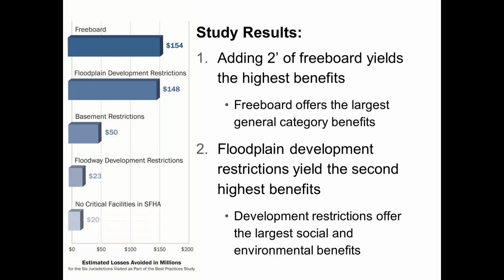And the results definitely showed us that if you keep structures up and out of where the water flows, it works. Communities that required that structures be raised 2 feet above the base level elevation of the floodplain saw the greatest benefit. Enforcing floodplain development restrictions, it's not easy, but it really works. For all the communities studied, floodplain development restriction is the best practice that yields the largest social and environmental benefits.